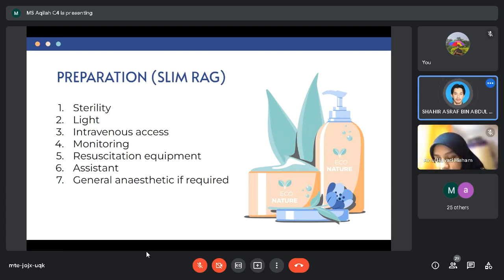Local anesthesia is important. And then assistant. So often we use sterile equipment, local anesthesia, intravenous access, monitoring, resuscitation equipment and drugs, a skilled assistant, and the ability to convert to general anesthesia. Okay, next.